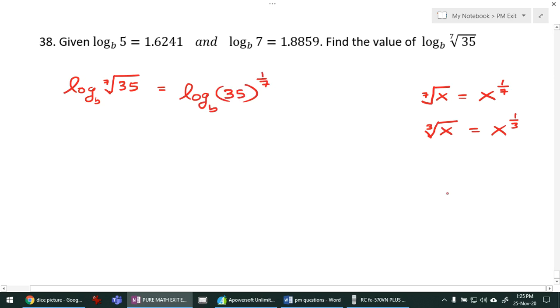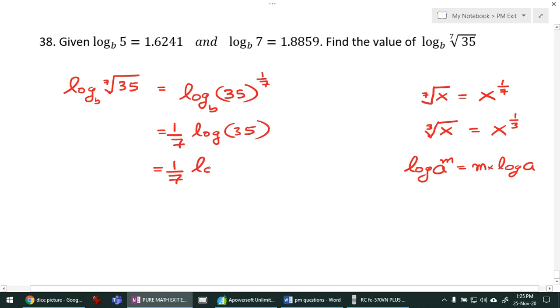1/7. Now we have the rule for log: log a power m means the power will come in the beginning, so m into log a. So we have power 1/7 here, so 1/7 will come in the beginning. So 1/7 into log 35 equals 1/7 into log, what is 35? 35 is 5 into 7, equals 1/7 into log.